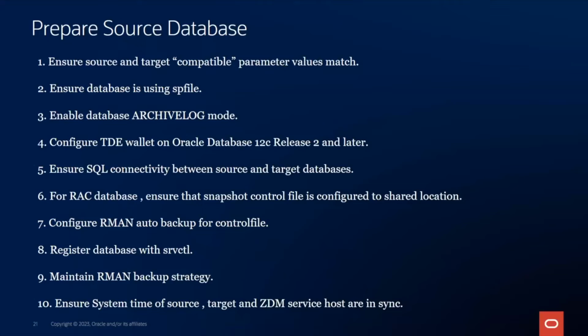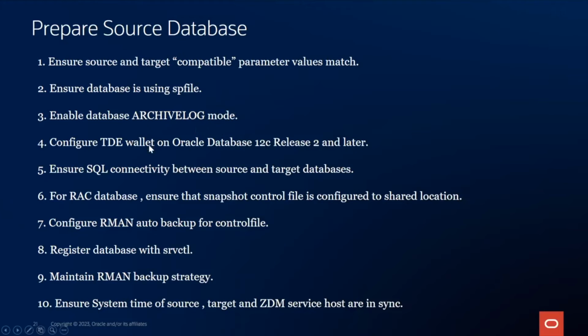For example, even if you are on 19.16, the recommendation is you should not change your compatible based on the release updates. So if you had kept it as 19.0.0, that is fine. Otherwise, to match it, you cannot change the source, because the source might be a production database. So you have to change it in the target. And then SPFILE should be in use. For Data Guard, you need the archivelog, so it should be in archivelog mode.